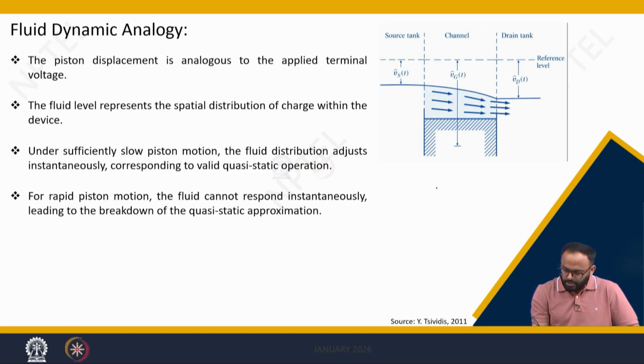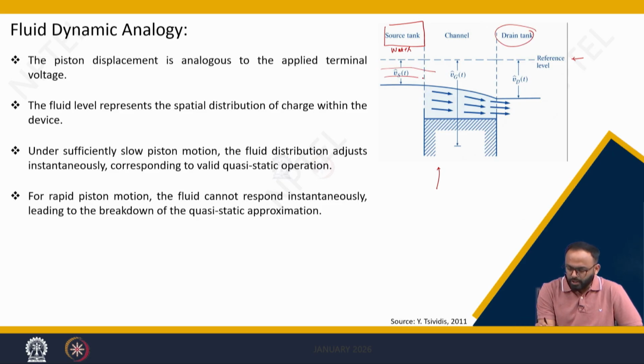We have taken this analogy when we were discussing the MOSFET. We are taking the same analogy: we have a source tank, meaning this is a water tank, and this is the reference level of water, right. This is a drain tank, again there is a flow of water we are observing, and this is a piston. Increasing VGS means lowering the piston.